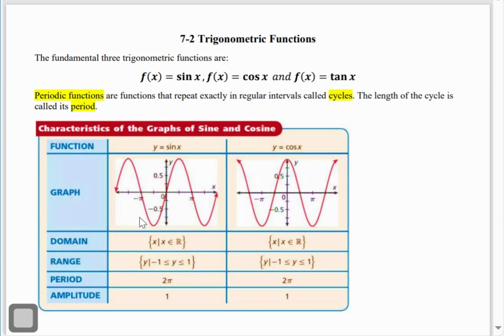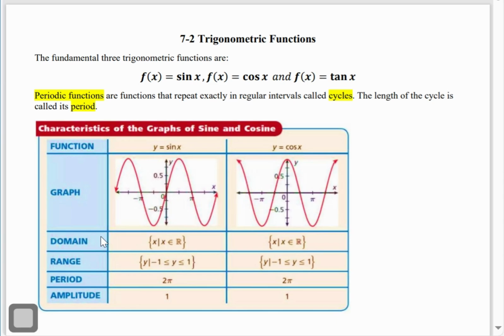Graphing sine x, if it is sine x, it will cross 0. And for cosine, it will not cross 0. It will go above or under 0. So you know the difference between them. Sine crosses 0 and cosine doesn't.